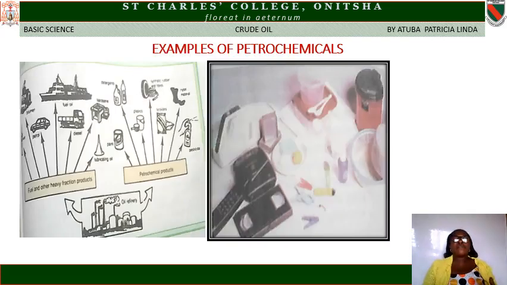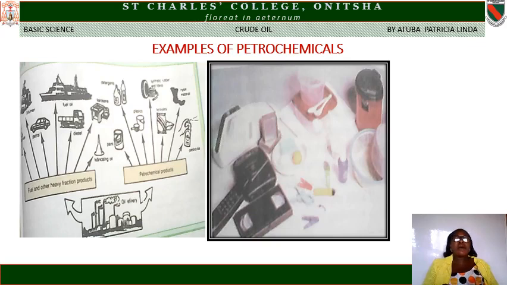The diagram on your left shows examples of petrochemicals. You can see from petroleum products, we have petrol. Petrol, when it is broken further, we get our petrochemicals. That shows the two branches. There are two branches. One is fuel and other heavy fraction products. The other ones are called petrochemicals. They were gotten from the heavy fraction products from petroleum. And when they are broken further through the process of cracking, we get petrochemical products.